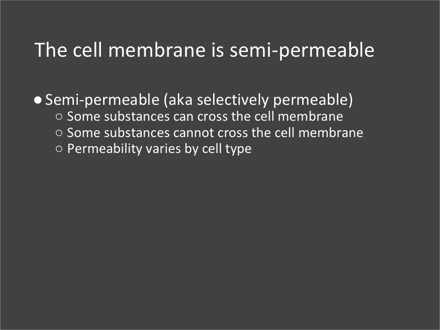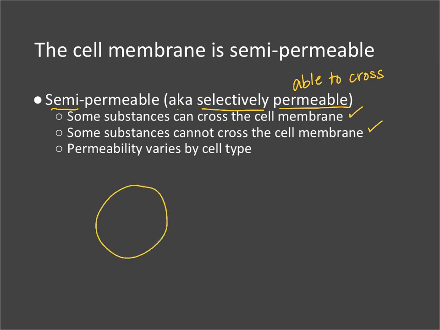Now, the cell membrane is semi-permeable, which we also call selectively permeable. The word permeate or permeable means able to pass through or able to cross. So selectively or semi means that some stuff can cross the cell membrane, but not everything. Some stuff can make it across, but not others.